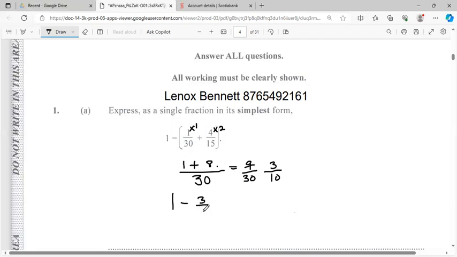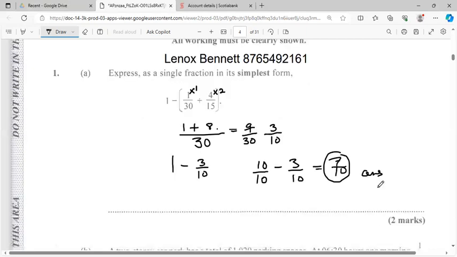from 1. And we can rewrite the 1 as 10 over 10, just to have the same denominator. 10 over 10 is the same as 1, and then we can minus 3 over 10. The denominator is the same, so we just keep the denominator, and of course that will be 7 over 10 for the final answer.